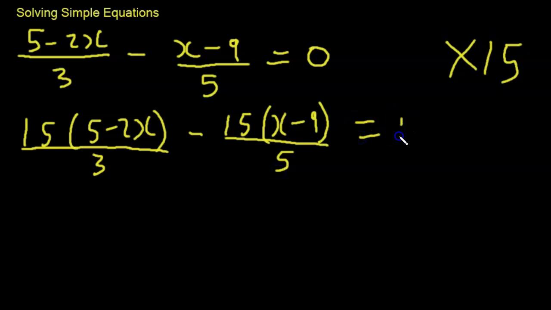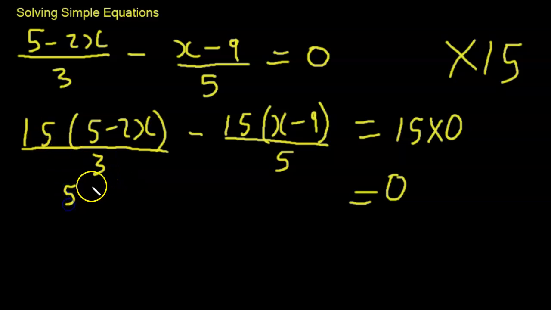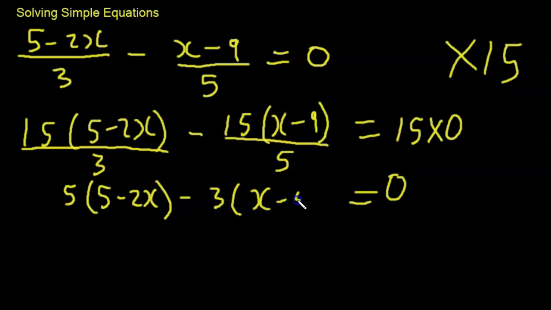On the right hand side, remember you have to multiply both sides, 15 times 0. So 15 times 0 is 0. Obviously, here 3 into 15, 5. So we end up with 5 bracket 5 minus 2x, subtract 5 into 15, that's 3, yes, so x minus 9. Now it's a matter of expanding the bracket and grouping our like terms.